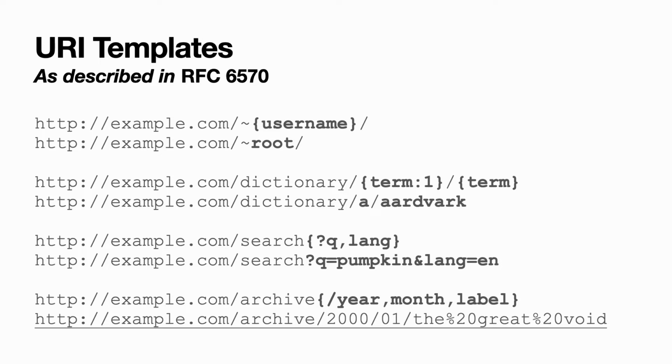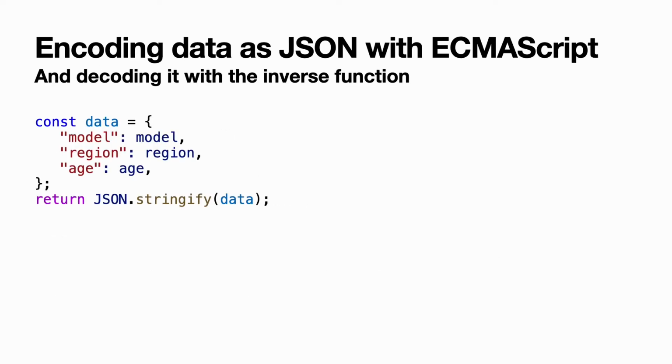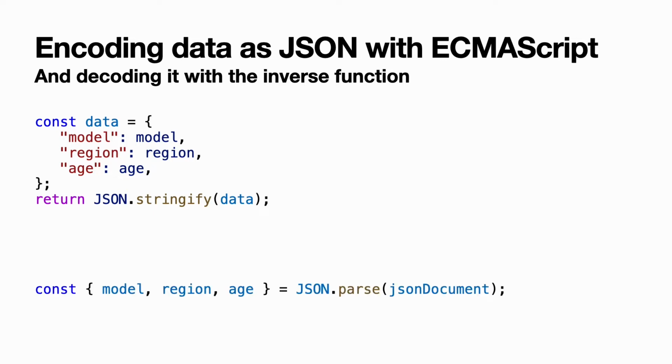Now, if URI templates are designed for encoding URIs, what about decoding them? Can we treat URI templates as a schema to unmarshal the URI back into usable data for your application? Let's take a look back at JSON. Once we have an encoded JSON document, someone has to decode it. In ECMAScript, this is easy. The inverse of JSON.stringify is JSON.parse.